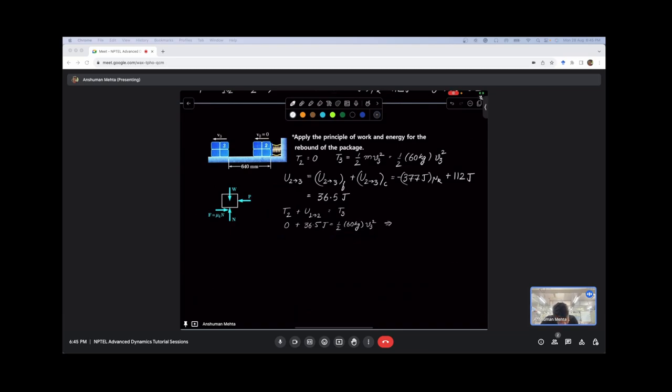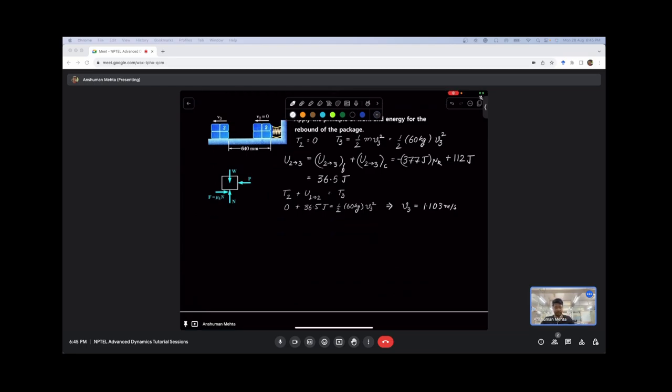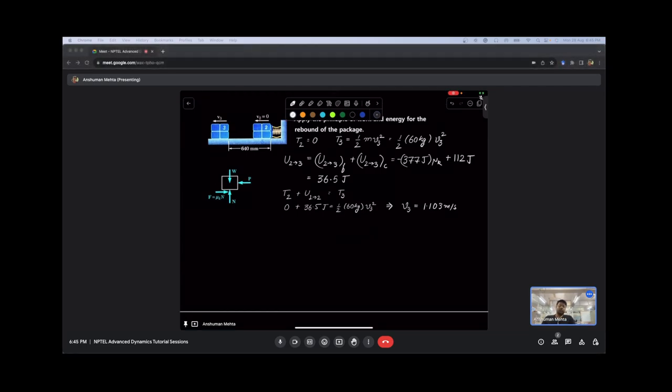this gives our solution: V3 is equal to 1.103 meter per second. So here we needed to break this problem into two segments, and from the first segment we were able to determine the coefficient of friction, and then we could use the principle of work and energy to determine the velocity of the package at the same location, the first location, but now it's coming from the different side.